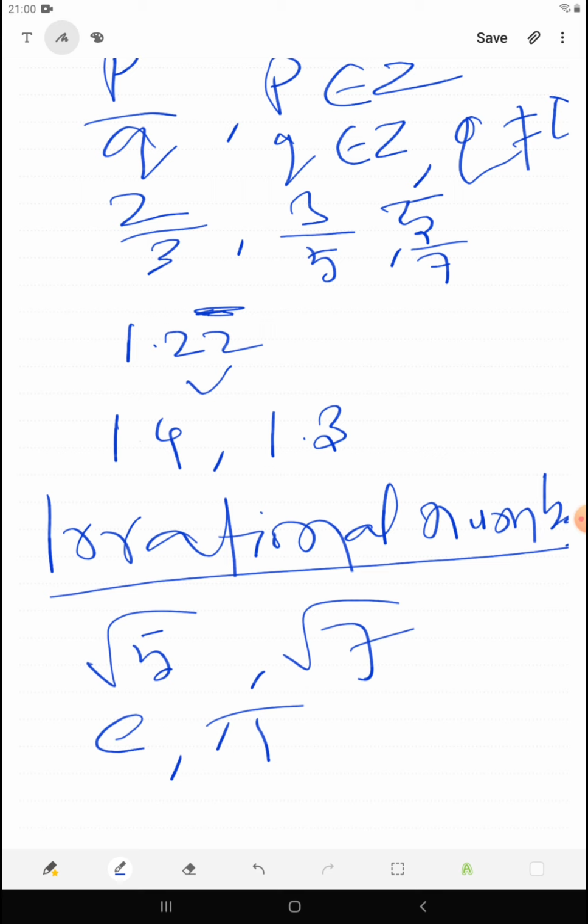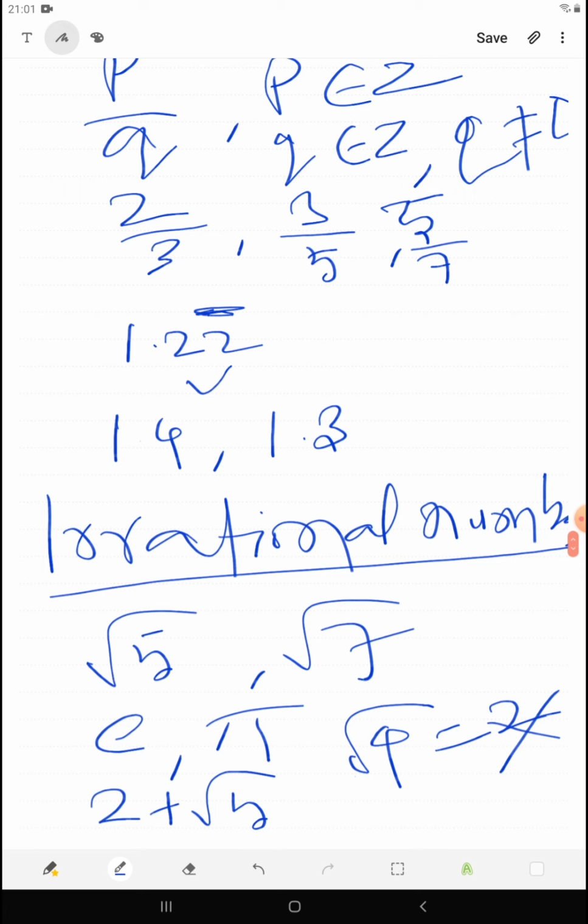Understand? So if I am talking about a root, it should not be solvable. That means if I am talking about root 4, root 4 gives you 2, so it's not an irrational number. It's as simple as that. The root should not be solvable. Even if I write 2 plus root 5, then also it's irrational, because a root is there. But if it is solvable, like I have shown you, root 4 equals 2, then root 4 is not an irrational number, it's a rational number. Okay?